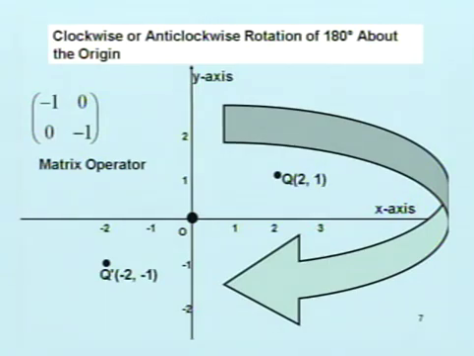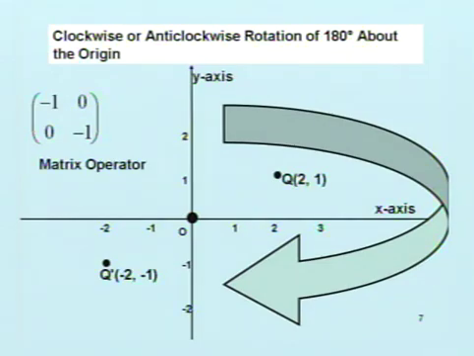If we rotate following the same method I explained earlier, using tracing paper and a pin to pin the tracing paper onto the graph paper at the origin, and rotating Q 180 degrees, either clockwise or anti-clockwise, Q will fall exactly on Q dash, which is in the third quadrant. You can see it there. Q dash has coordinates (-2, -1). And the matrix operator that can do that is (-1, 0; 0, -1). So if that matrix multiplies the coordinate point Q, (2, 1), you will end up with the result (-2, -1).